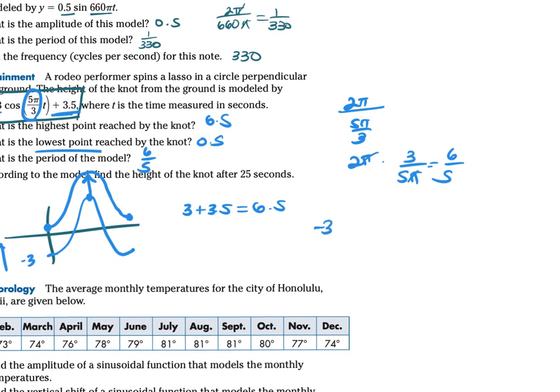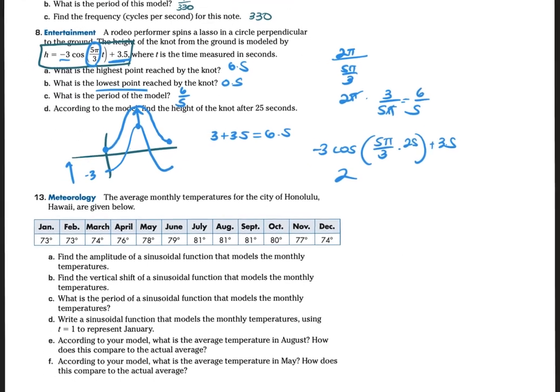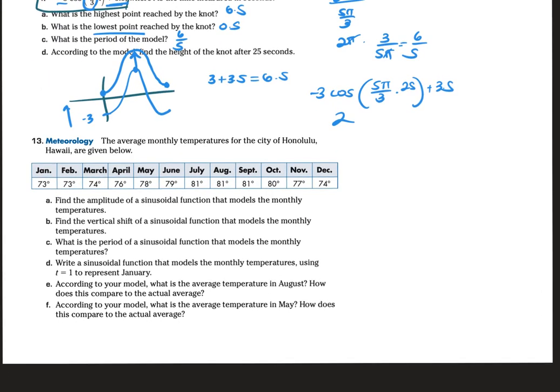Okay, -3 cosine 5 pi over 3 times 25 plus 3.5. That's what you're finding, and that answers 2. And then to give you, all right, 13 is back to your model. So can you plug those numbers in? Can you find a sinusoidal model? And then can you answer questions based on this? Are we okay on 13?